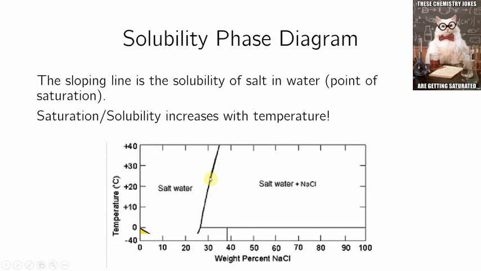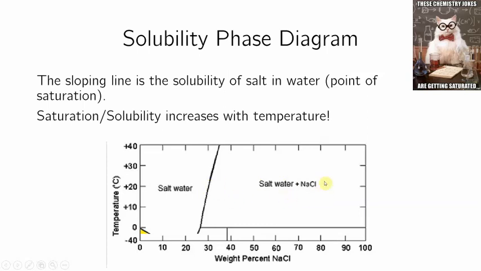So the solubility of salt in water at 25 degrees Celsius is about 30-31% or so at room temperature. If I go beyond that, now I'm forming two phases: the salt water, which is saturated, the cup that's just got salt in it, and some salt, NaCl, at the bottom that doesn't even get mixed. That's what I'm forming. I'm forming two different things that don't mix anymore.